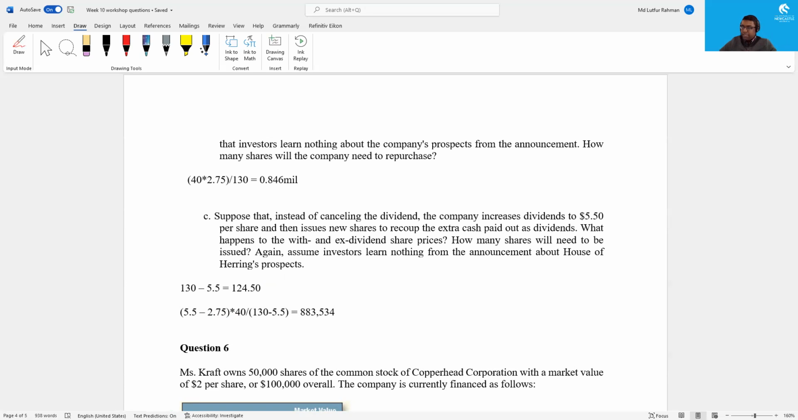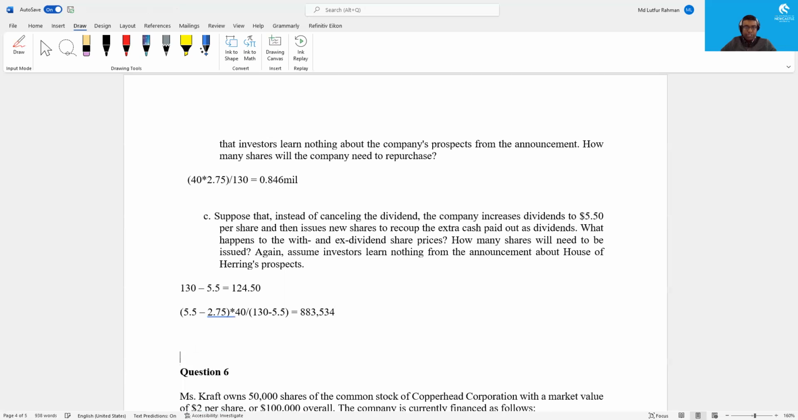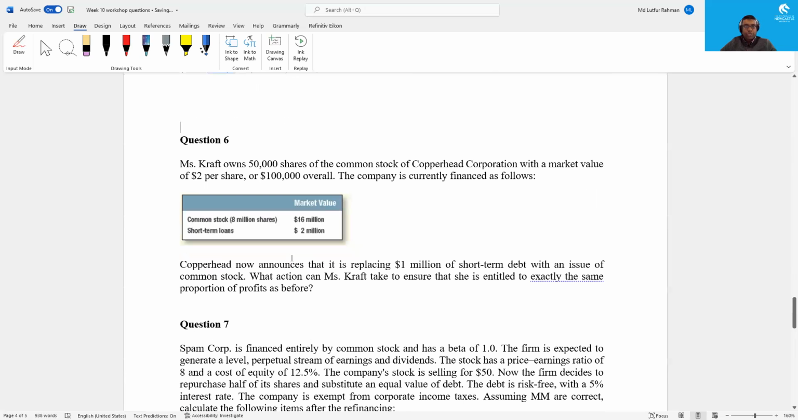Okay. So these are the problems from the dividend theory chapter. Then the rest of the questions are from the capital structure chapter.